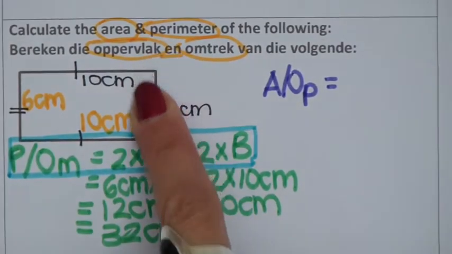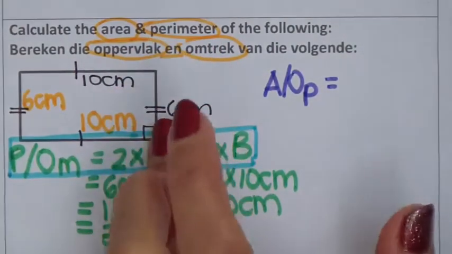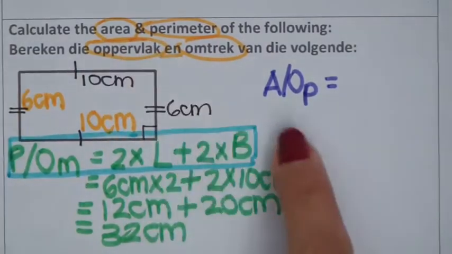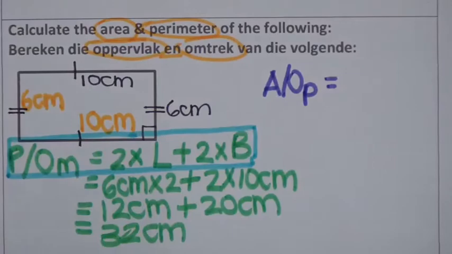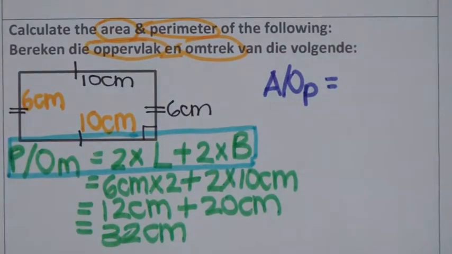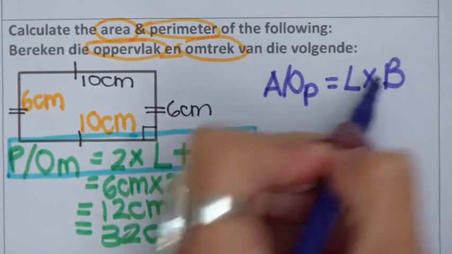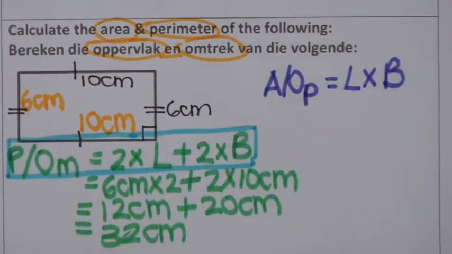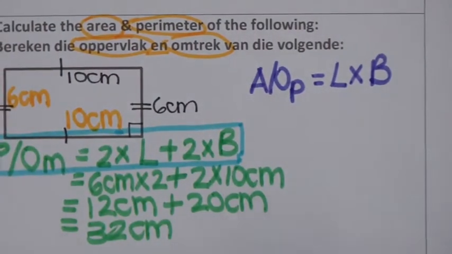So wat noem ons dit? Ons praat mos nie van sy nie, nee. Ons praat van lengte en breedte. So die oppervlak is lengte maal breedte. The area, we always say it's one times the other. So, length times breadth. That's the formula. Lengte maal breedte. Nou gaan ek net so 'n bietjie opskuif sodat julle kan sien. Alright, dis die oppervlak.